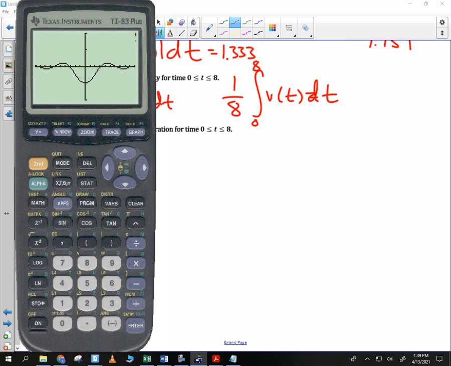What are my bounds that I choose to use? 0 and 8. True or false? My answer is negative 1.574. What do I have to do?